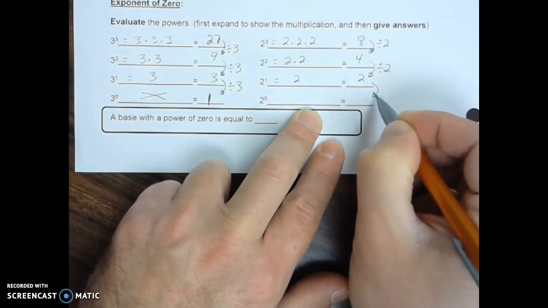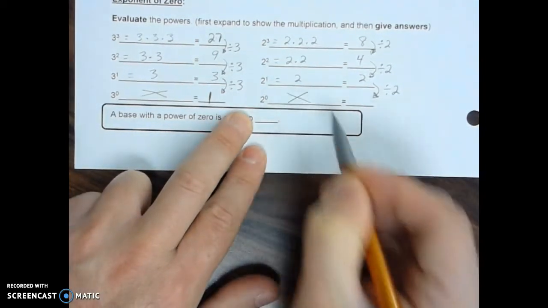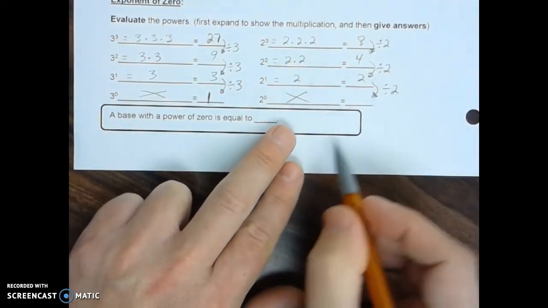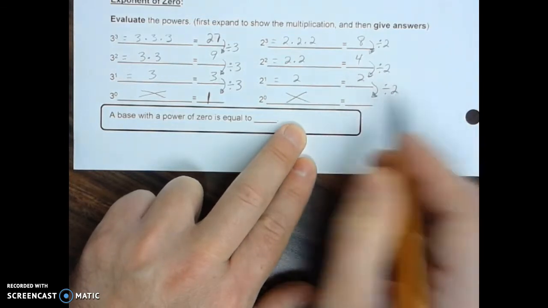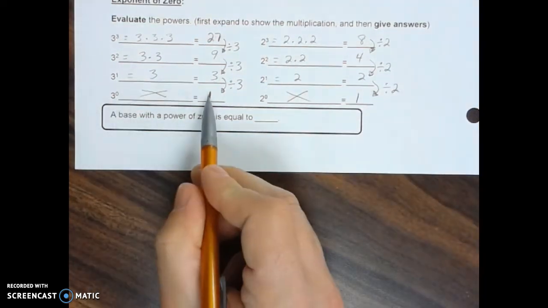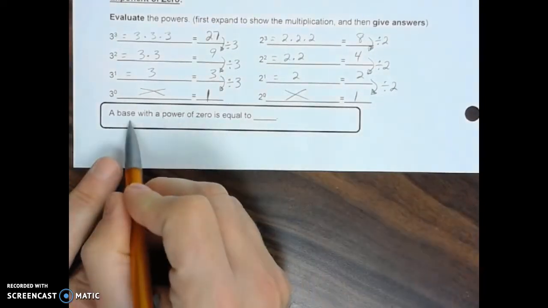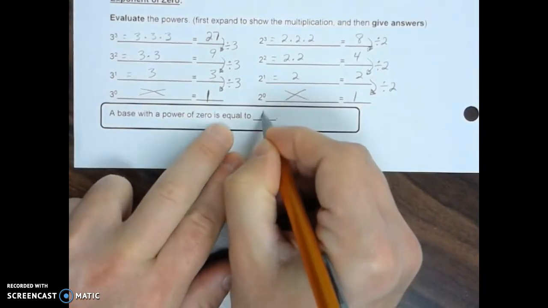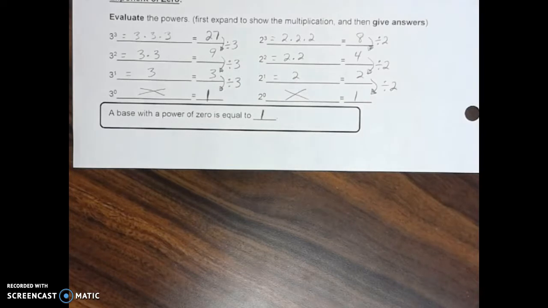And so I'm going to keep this pattern going. Okay, 2 to the 0 power, well again, I can't really expand it, but if I follow this pattern, take the previous answer, which was 2, divide it by 2, 2 divided by 2 equals 1. So 3 to the 0 power equals 1, 2 to the 0 power equals 1, and in fact, any base with a power of 0 is going to be equal to 1. So if you look at your base and you notice that the exponent is 0, you already know that the answer is going to be 1.